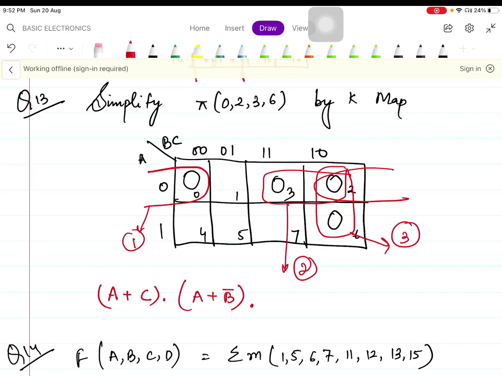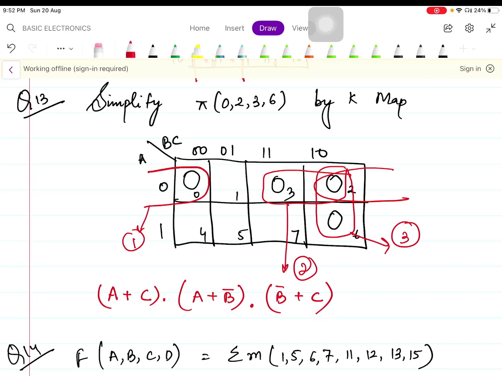Now for the third group, from A nothing will come. From BC, in SOP it would have been B C bar. So here it will be B bar, C, and in between them there will be a plus sign. So this is the answer for the POS simplification. Similarly, if a question of POS simplification comes for a four variable K-map, I hope that you will be easily able to solve it.